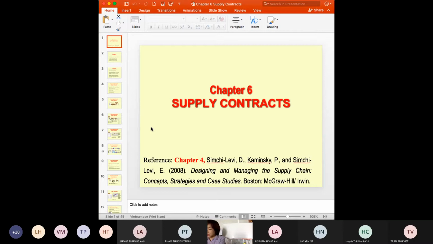This supply contracts chapter you can find in the textbook here. This textbook doesn't have an ebook, but this chapter is in this textbook: Design and Manage the Supply Chain: Concept, Strategy, and Case Study. You can find that in the library. Okay.